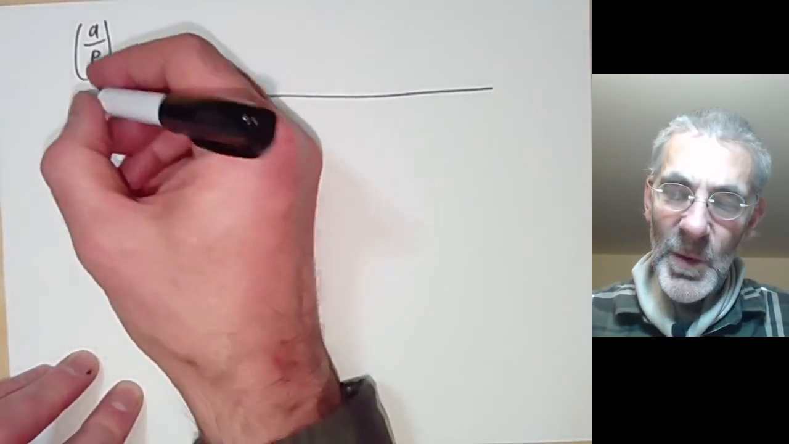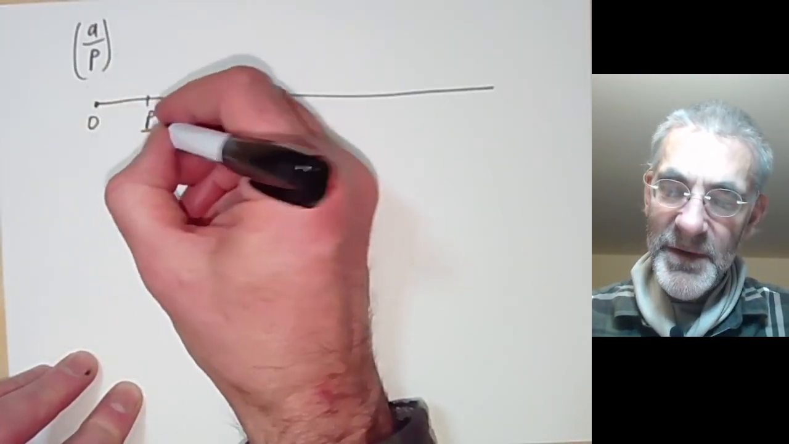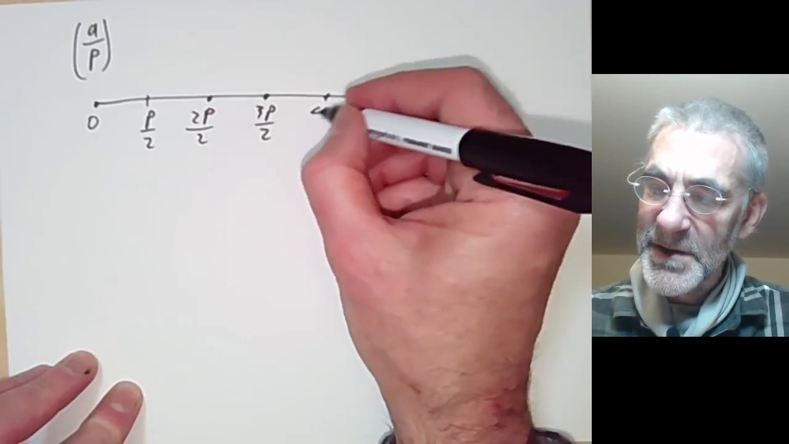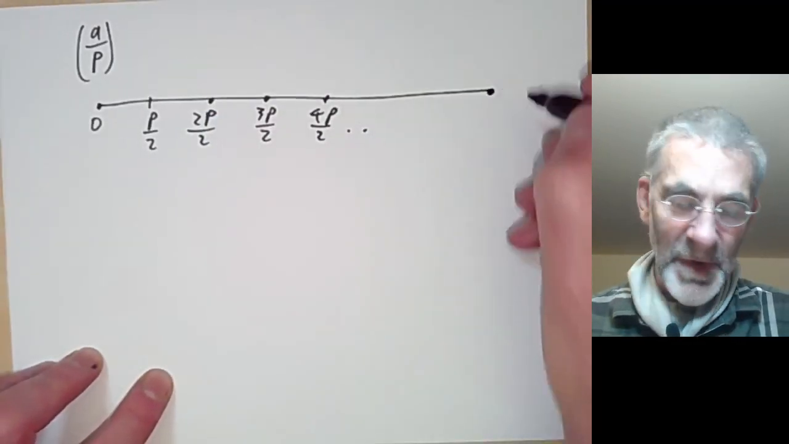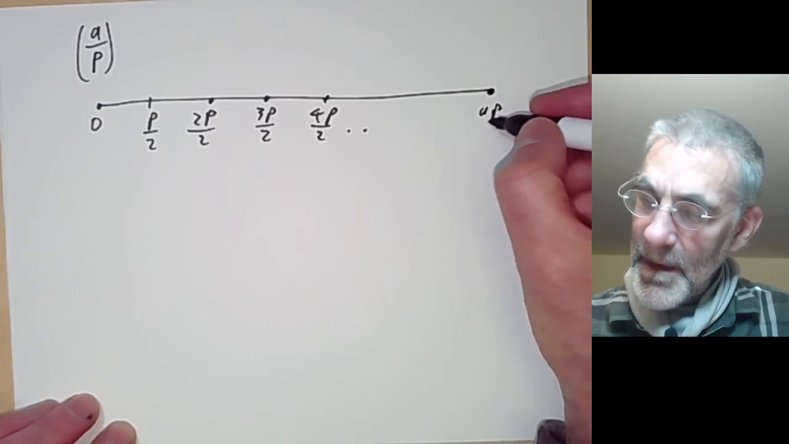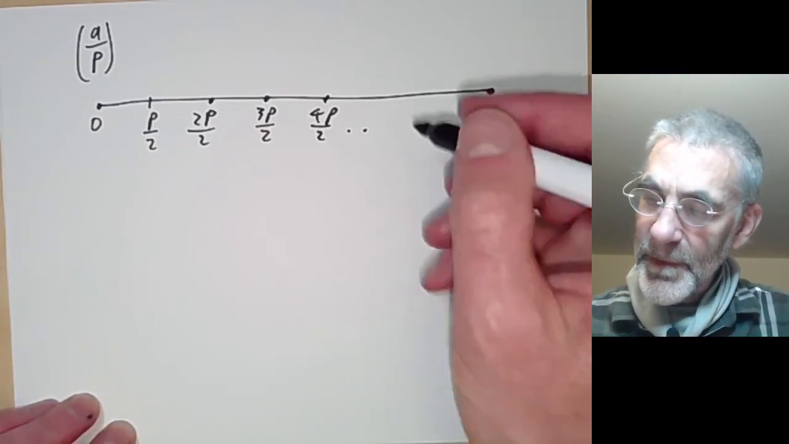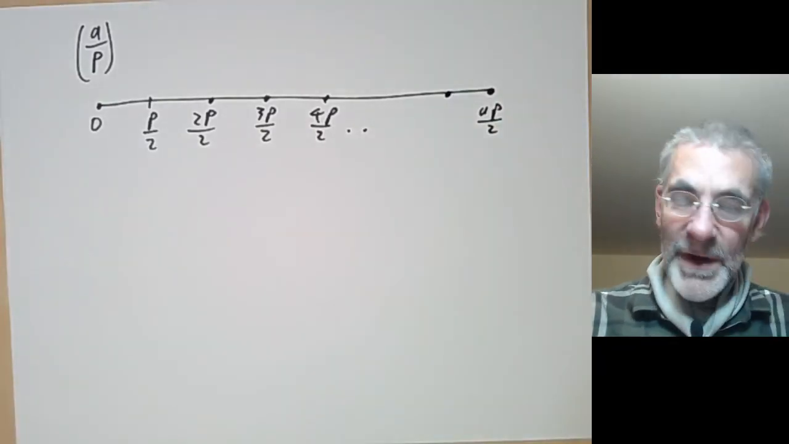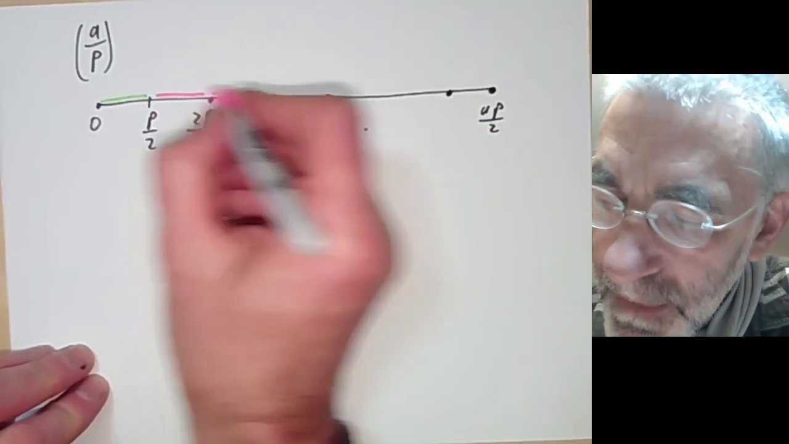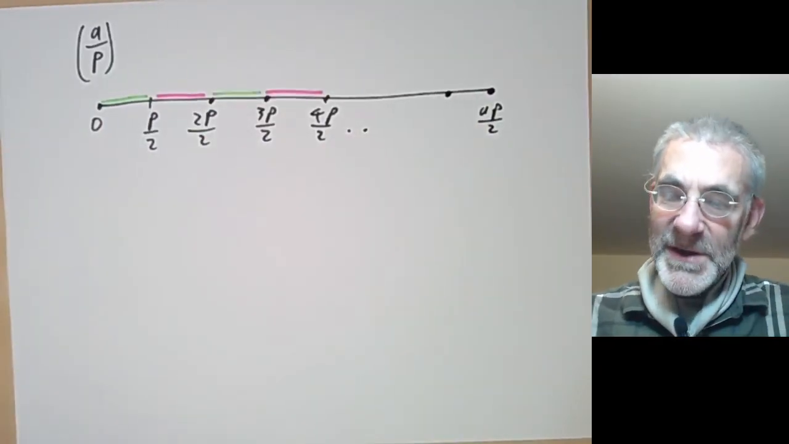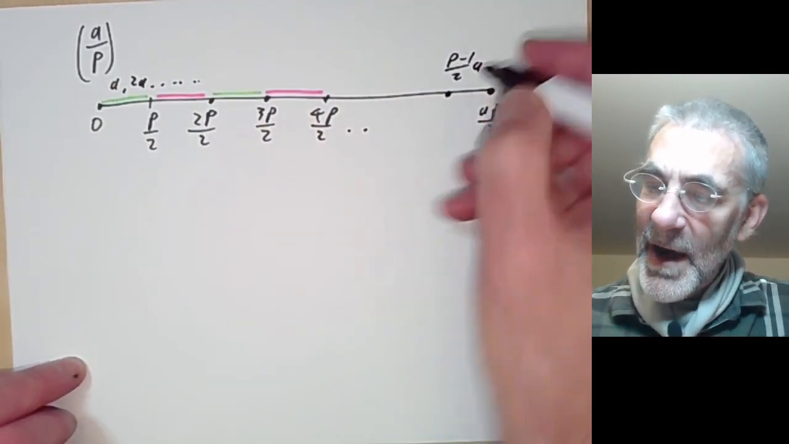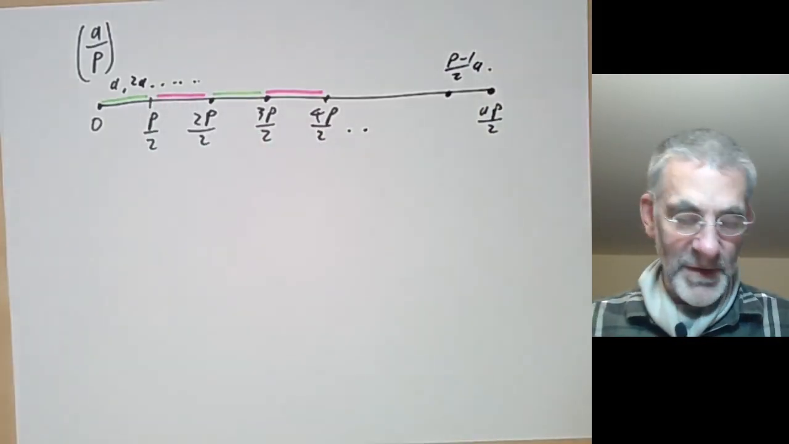What you do is you write out a long line, so we get 0, p over 2, p, 3p over 2, let's write that as 2p over 2 just to be consistent, 4p over 2, and we go all the way up to 8p over 2. And now we colour these intervals green, green, red, red, and so on. And then we write down the numbers A, 2A, and so on, up to (p minus 1) over 2 times A. And we want to know how many of them are in red intervals.